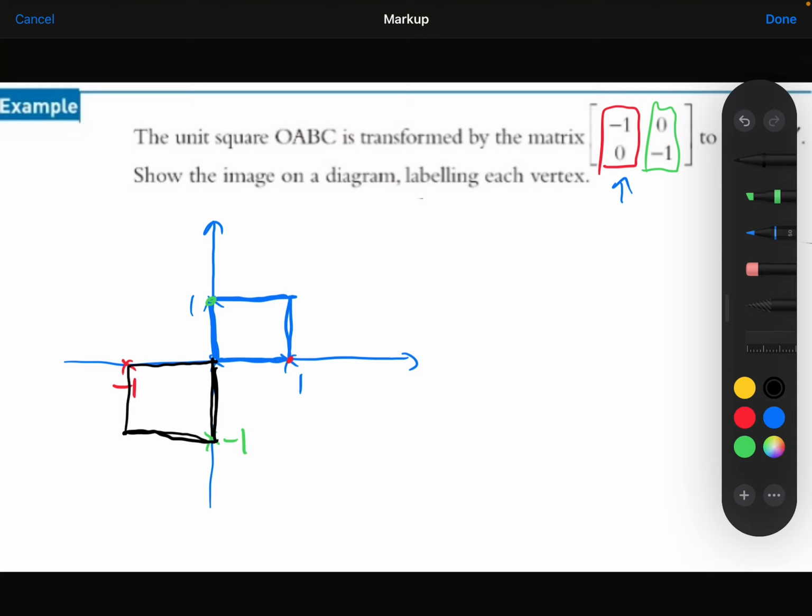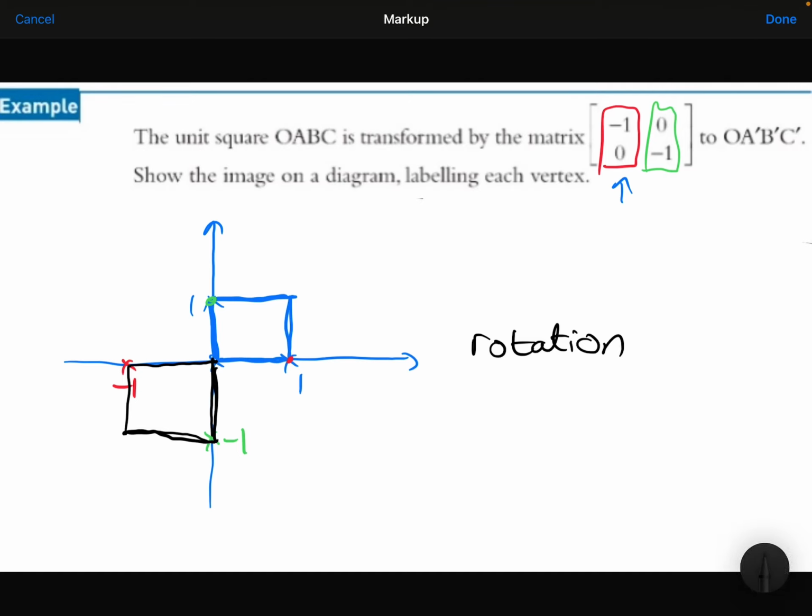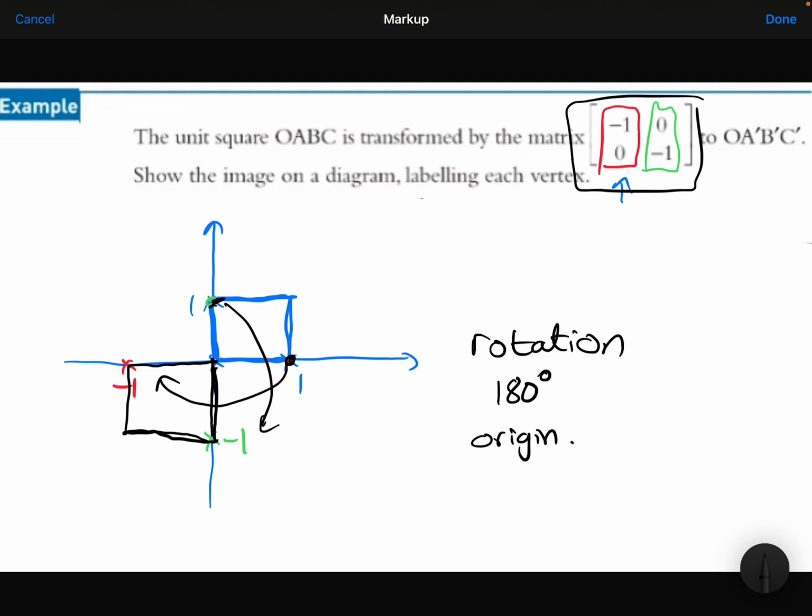This, I can see, is going to be a rotation. The question's not asked me to state this, but I'll just do it anyway, hopefully to help your understanding. This black square has been formed as it's a rotation of 180 degrees around the origin. Because I can see that this point here has been rotated 180 degrees to there, and this point here has been rotated 180 degrees to there. So this matrix represents a rotation of 180 degrees around the origin.